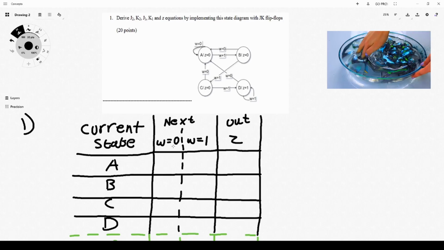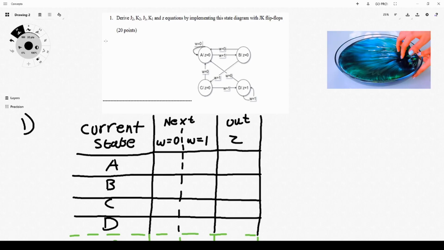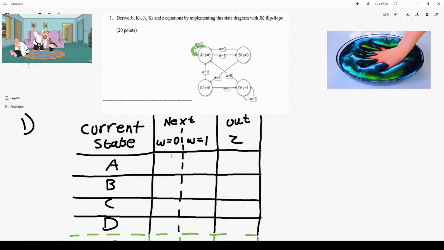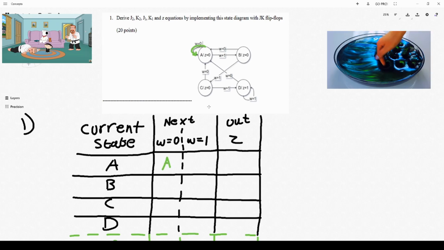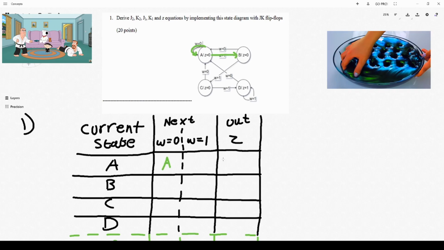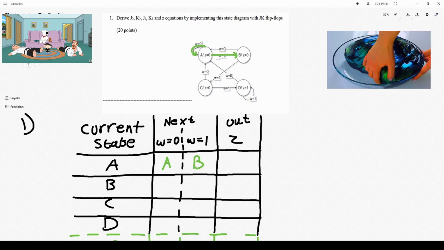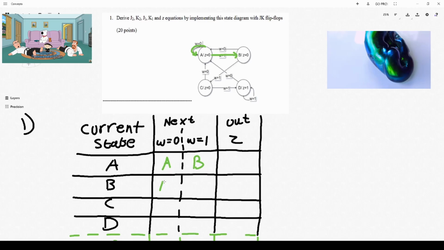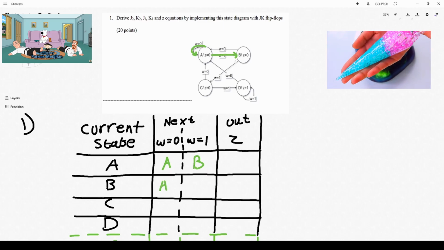So first up, let's look at state A when W is equal to 0. Here we see on the chart that whenever W is equal to 0, A just goes back to itself. So this will be A. And then when W is equal to 1, we see that A goes to B. So this will be B. The case is the same here with B. Whenever W equals 0, it goes back to A. And then whenever W is equal to 1, it goes to C.